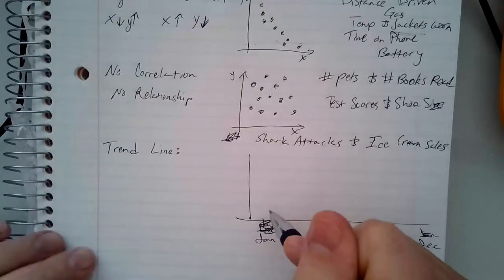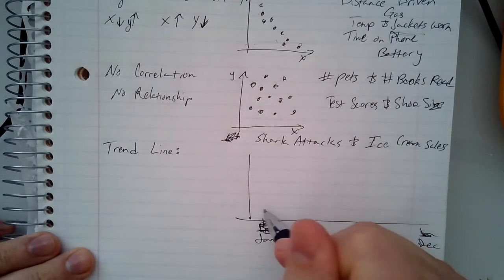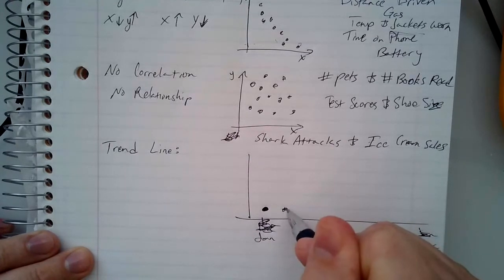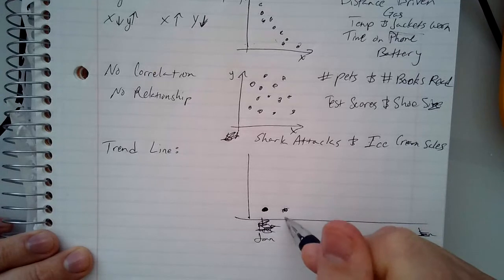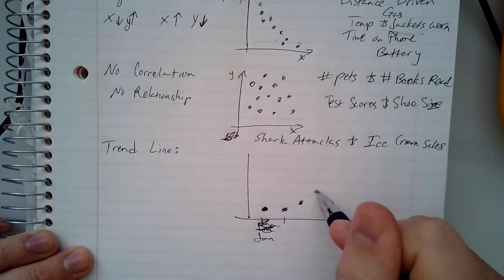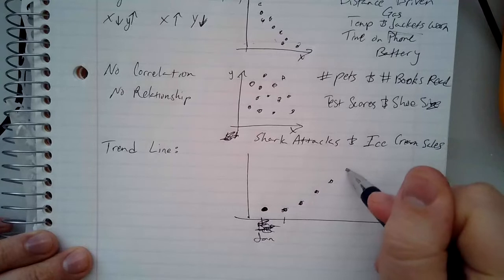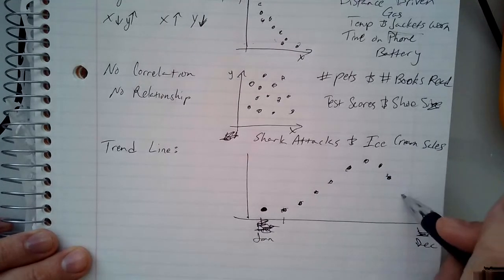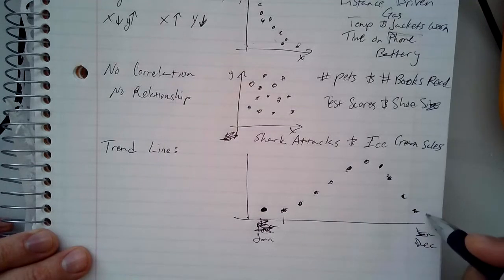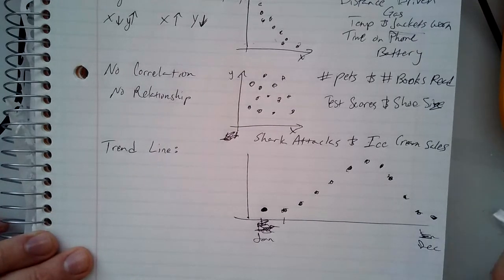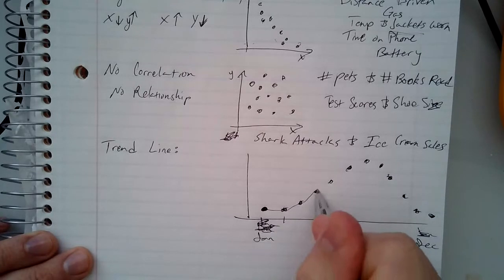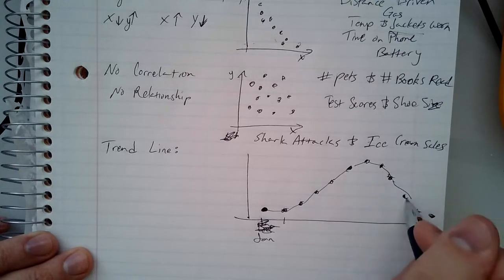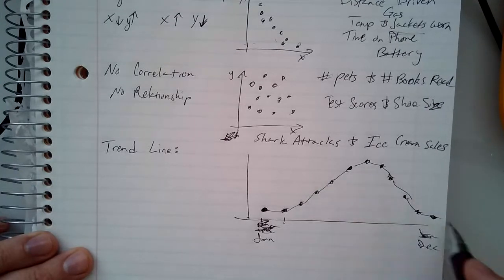So ice cream sales will be low in January, February. They'll start to increase in March, April, May, June, July, August, September, October, November, and December. It'll do something like that. These will all be ice cream sales. It has a positive correlation and a negative correlation, right? It goes up and then it goes back down.